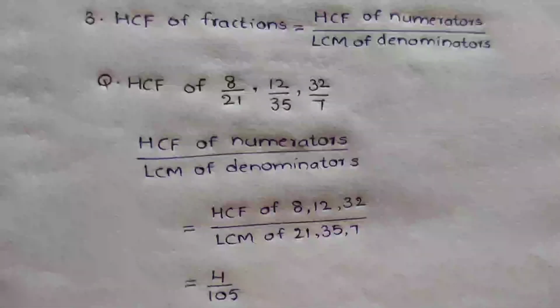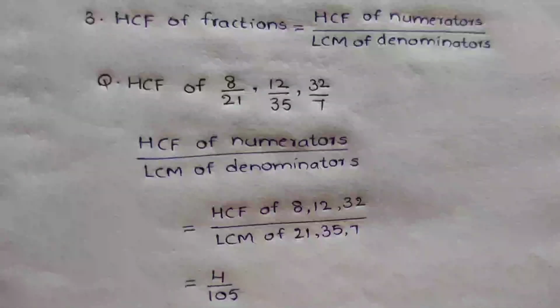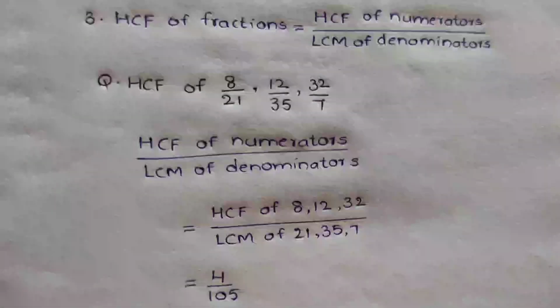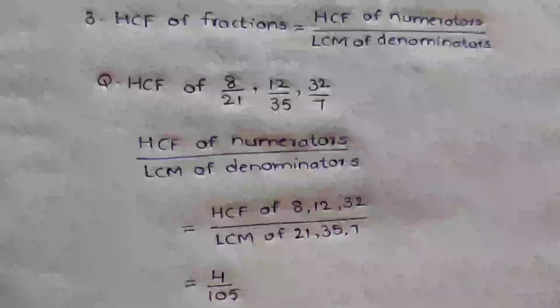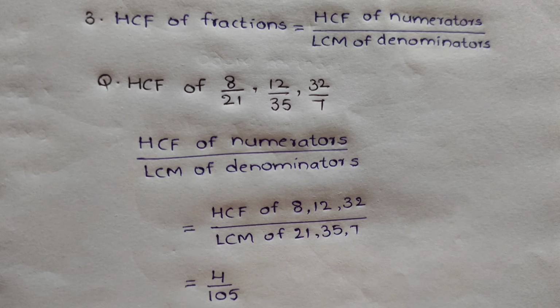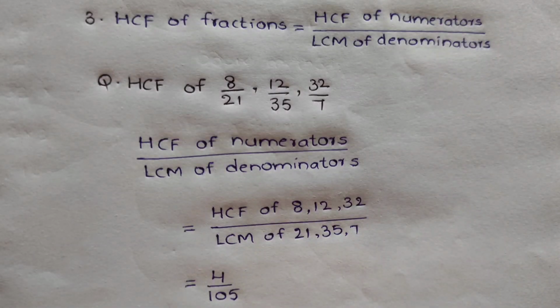To find the HCF of 8, 12 and 32, we get 4 because all of these are multiples of 4. That is, 4 2s are 8, 4 3s are 12, 4 8s are 32. So the common thing is 4, and we can go with 4. So the HCF of 8, 12, 32 is 4 and the LCM of 21, 35, 7 is 105.